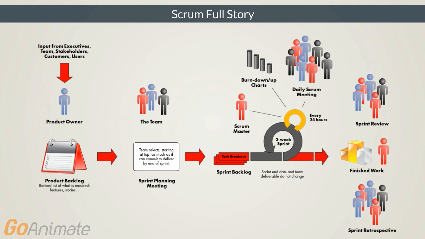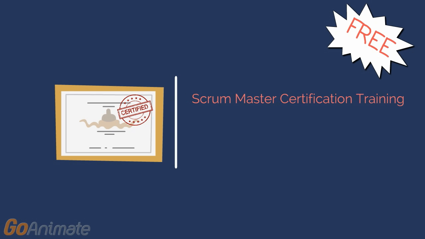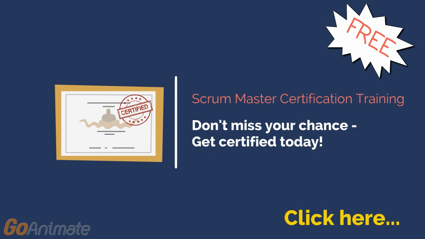Then at the end of each sprint, the team meets with the product owner to review the work completed, and the product owner accepts or rejects the work. The rejected work goes back to the product backlog, and the accepted work goes to the finished work. At the end of each sprint, the Scrum Master facilitates the retrospective meeting to reflect on the past sprint and improve the next sprint.